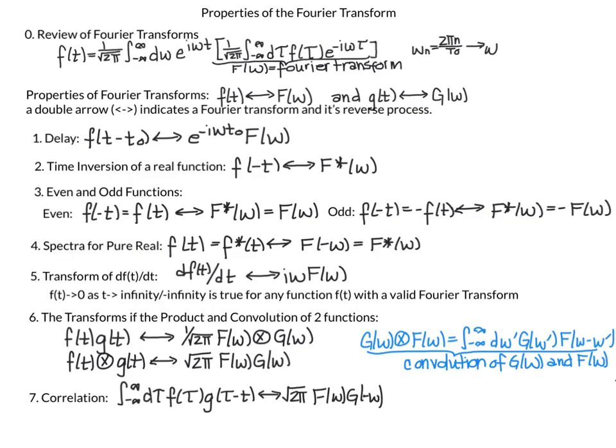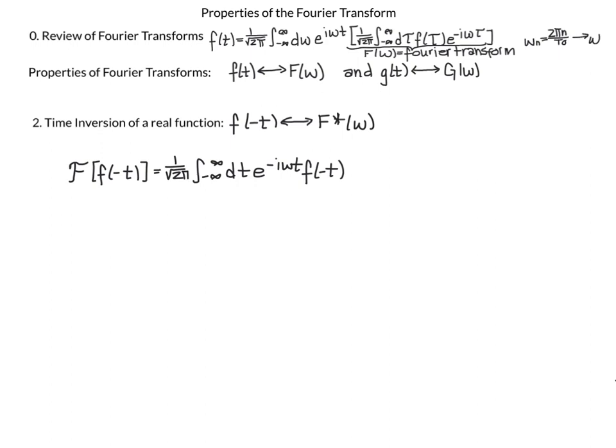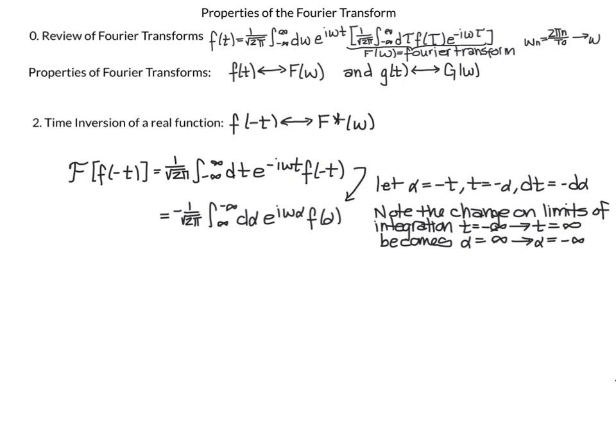The next property we will look at is time inversion of a real function. So we know the Fourier transform of f of t. What is the Fourier transform of f of negative t? So here's my f of negative t. We plug that into our Fourier formula, and that's 1 over 2 pi integral dt e to the negative i omega t, f of negative t.